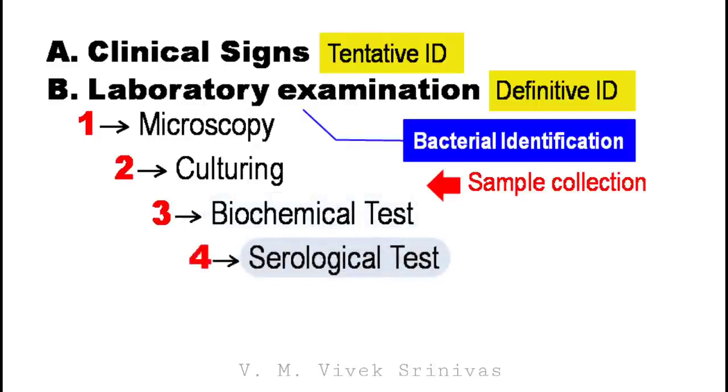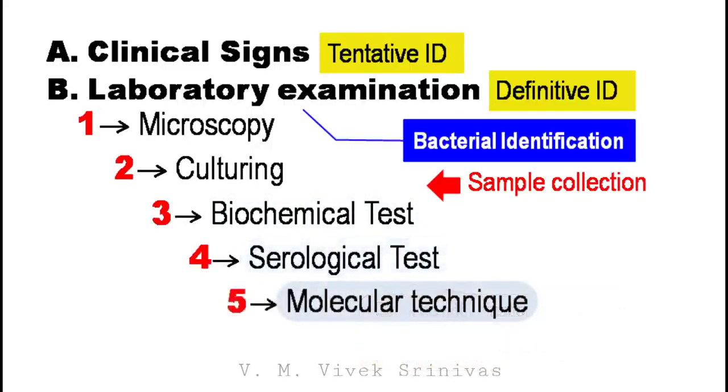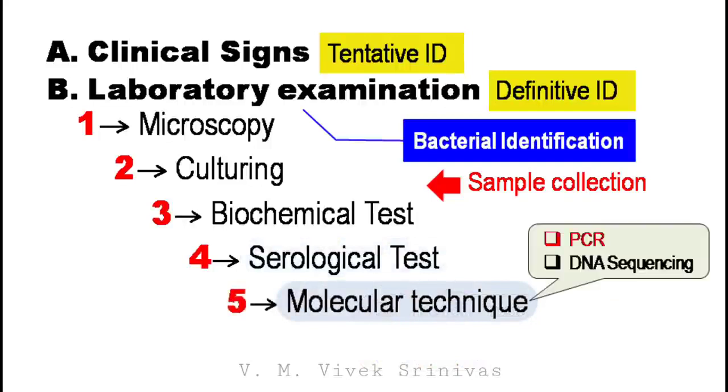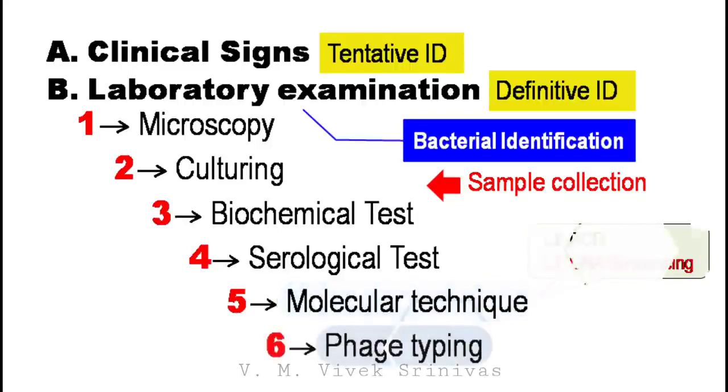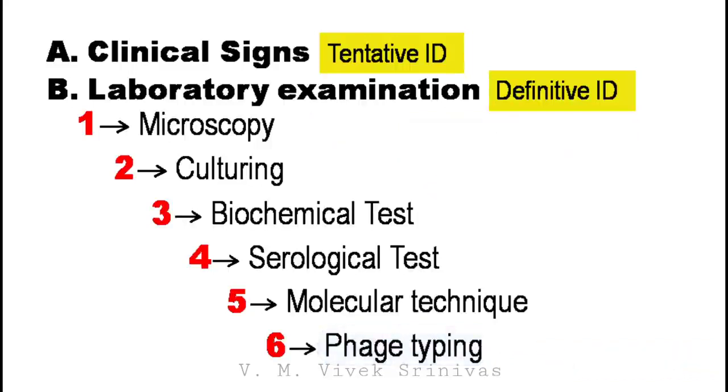Next, by the serological tests, like the slide agglutination test, the tube agglutination test, and the microscopic agglutination test. And next, by using molecular techniques, like PCR followed by DNA sequencing. And lastly, phage typing, that is, bacterial identification by using bacteriophages. These are the laboratory methods and the strategy followed for bacterial identification.